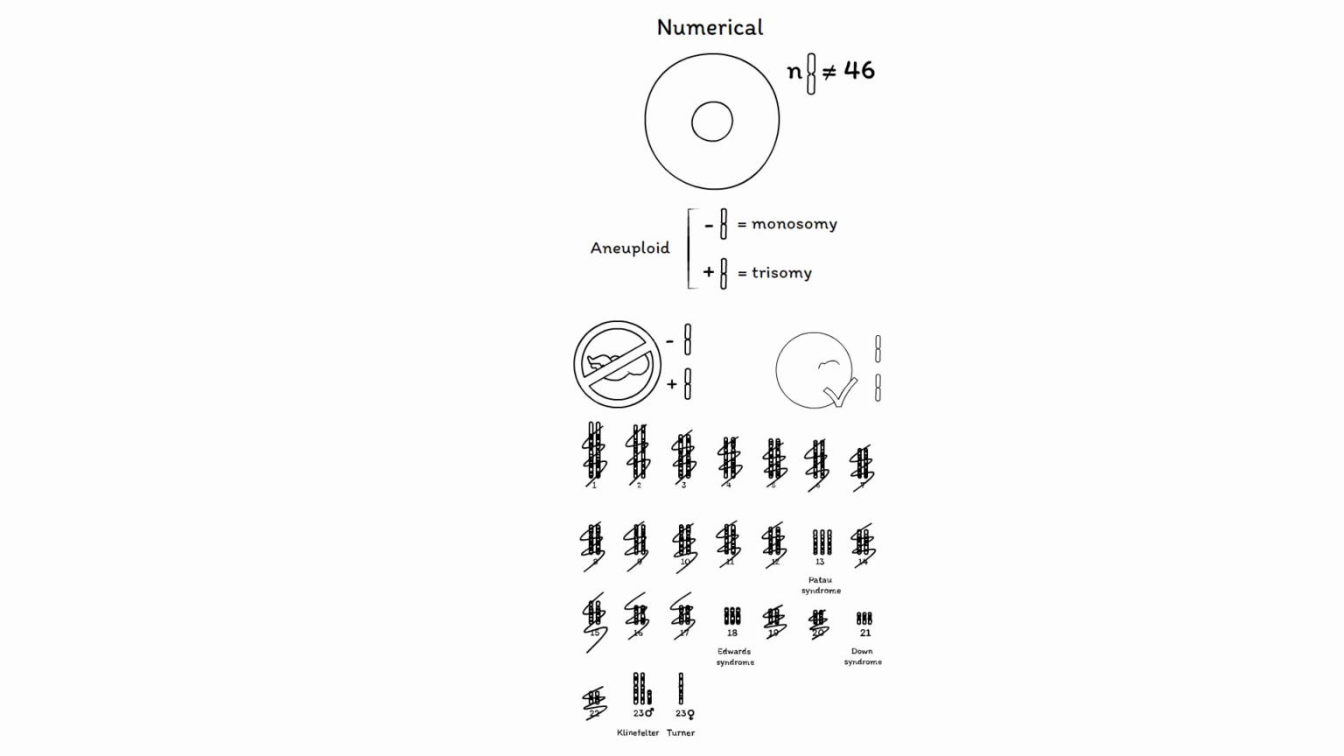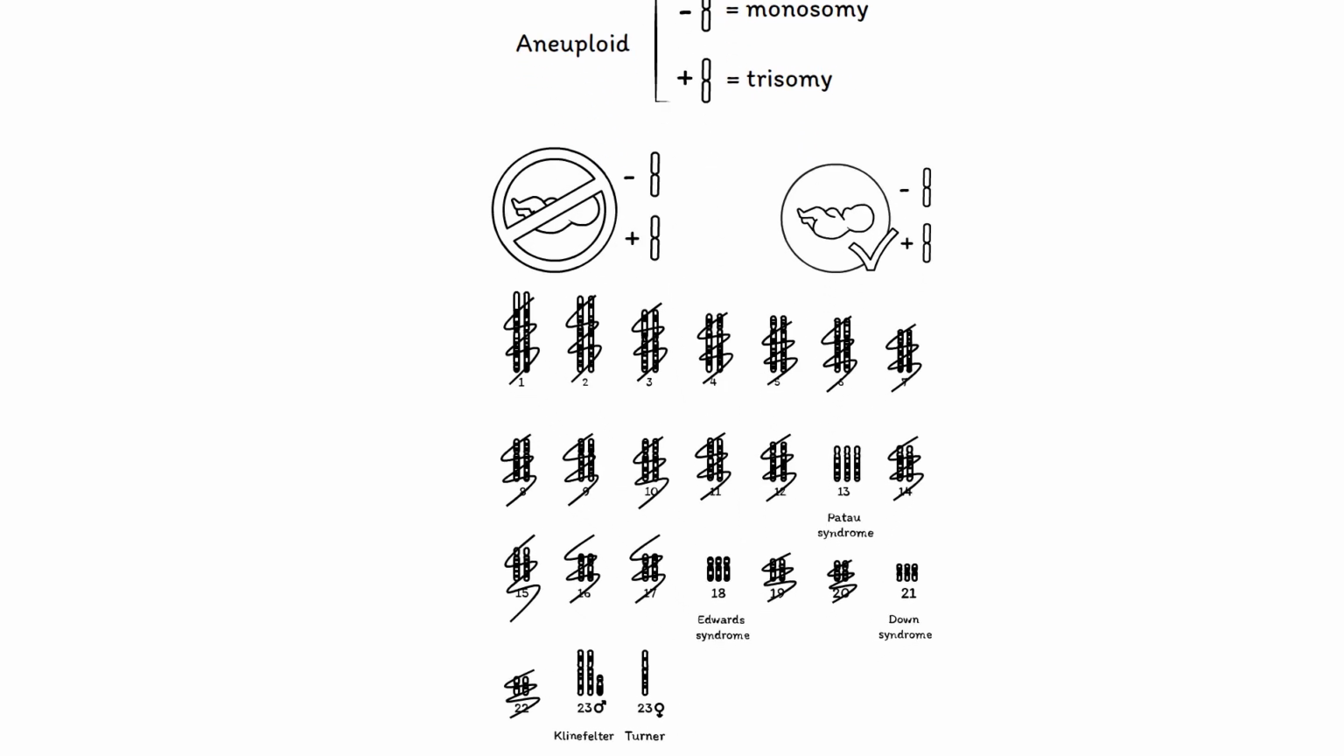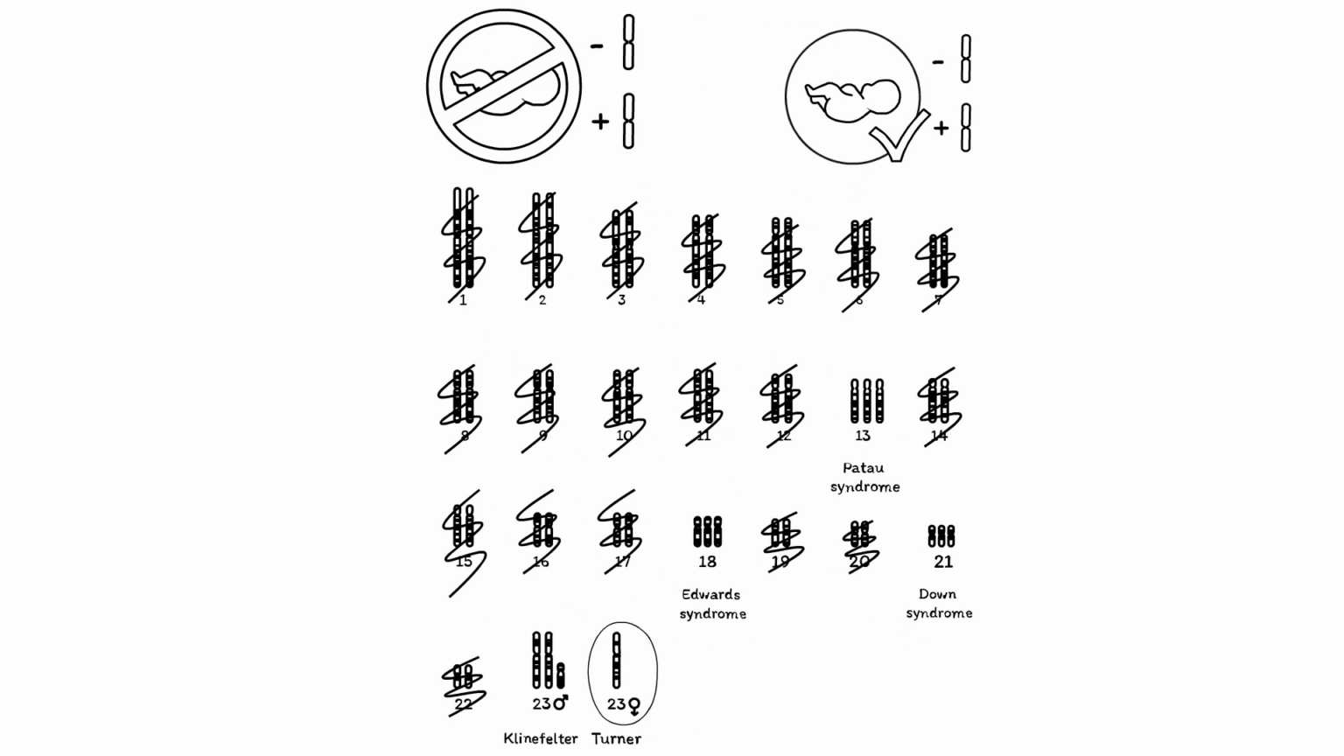The only exceptions are aneuploidies of the sex chromosomes, which cause Turner or Klinefelter syndrome, and trisomies of autosomes 13, 18, and 21 that cause Patau, Edwards, and Down syndrome respectively.